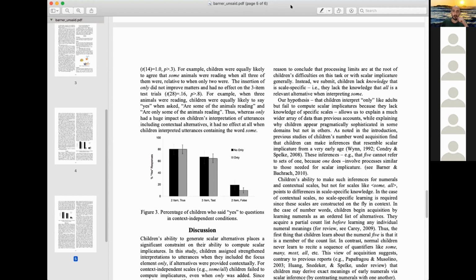So I guess the point is that when there were 3 animals reading, and the question was, are only some of the animals reading? A lot of children said yes, right? Do you agree? So yeah, the point is basically that even the use of only did not... basically, the presence of only did not have any effect on strengthening the meaning of some.